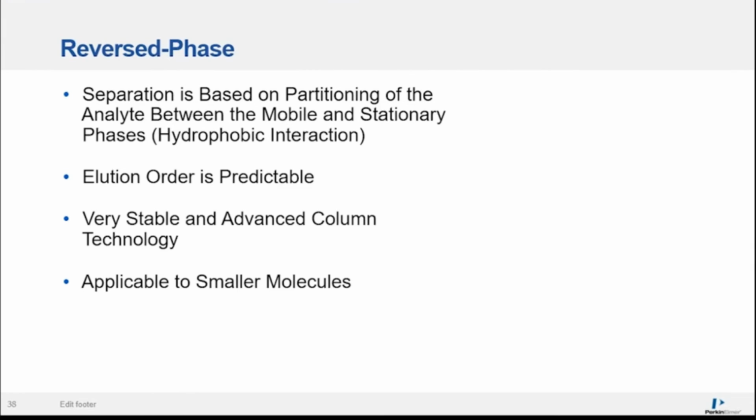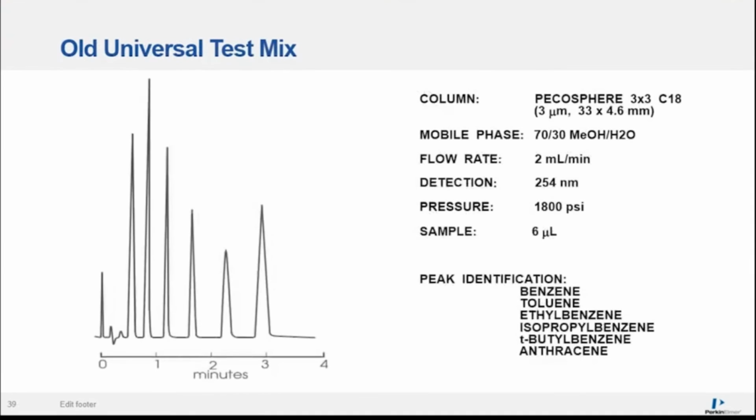This is an example of a test mix that we will use here at PerkinElmer to verify that our systems are working properly. Again, it's a C18 column, methanol water mobile phase, 2 mLs a minute.